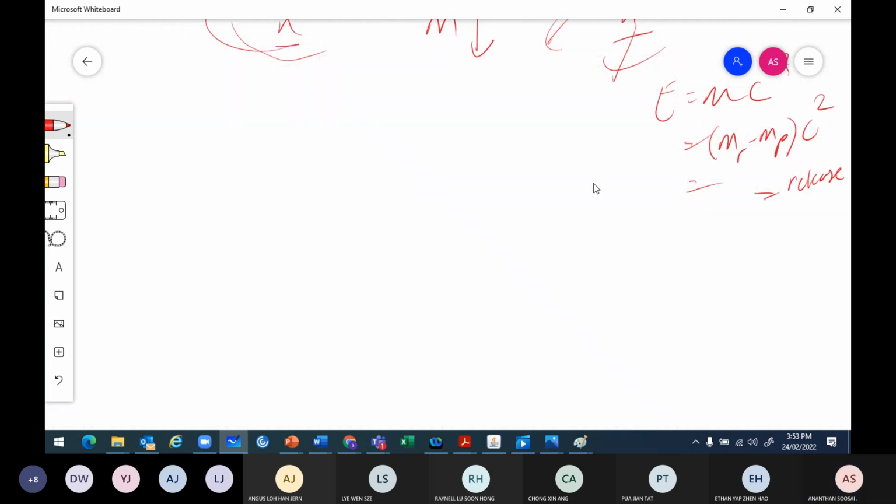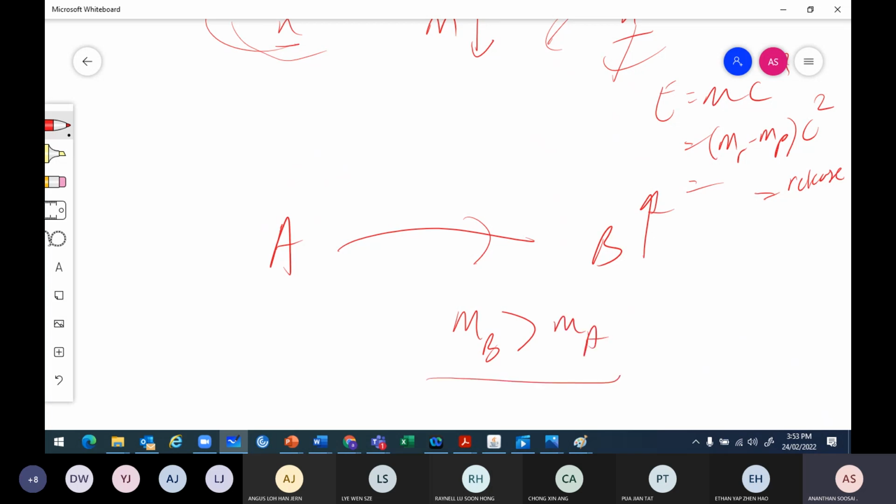Let's say a nuclear reaction, a nucleus of A turned to become B, and they found B is more massive than A. Tell me, is this process exothermic or endothermic? A turned to become B, and B is found to be more massive. So has the mass increased or decreased?